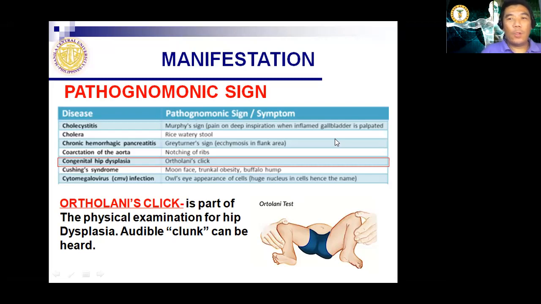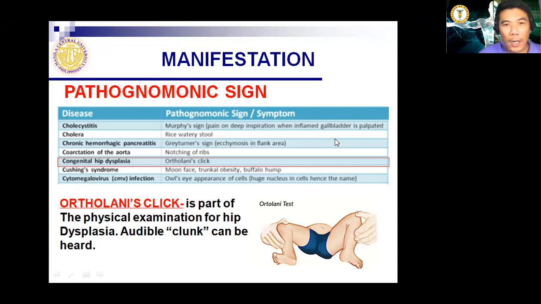So, kanina, when we talk about this one, press in here, tingling sensation, then that is Tinel. When you have this 30 to 60 seconds, flexion of 90 degrees on this, and there's numbness, tingling sensation, that is Phalen. Murphy sign, when you palpate the inflamed gallbladder, inspiration, and there is pain, that's Murphy sign. There is inflammation of the gallbladder.